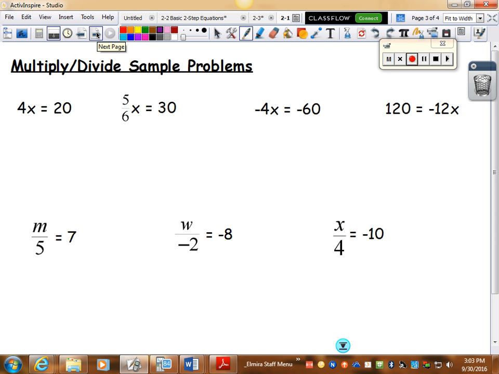So the opposite of multiply is divide. Now I see a 4, I see an x. I don't see an add, subtract, multiply, or divide sign. How do I know what I'm doing? Well, if it's a 4 next to the x, it's automatically a multiply. The opposite of multiply is divide. So I'm going to divide both sides by 4. You divide on the left-hand side to get the variable by itself, and the right-hand side gives you the answer.